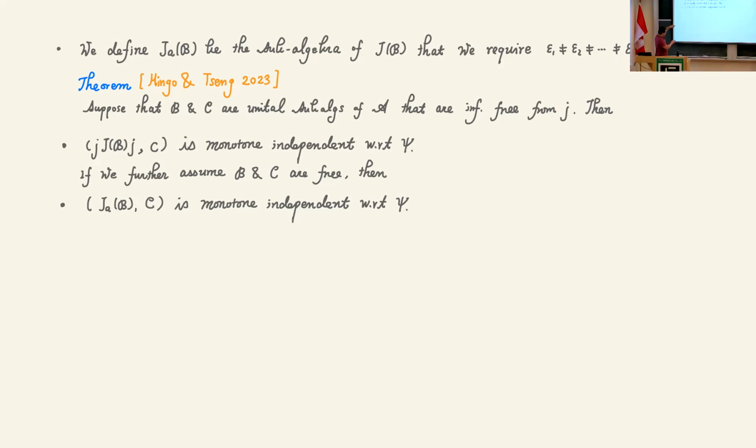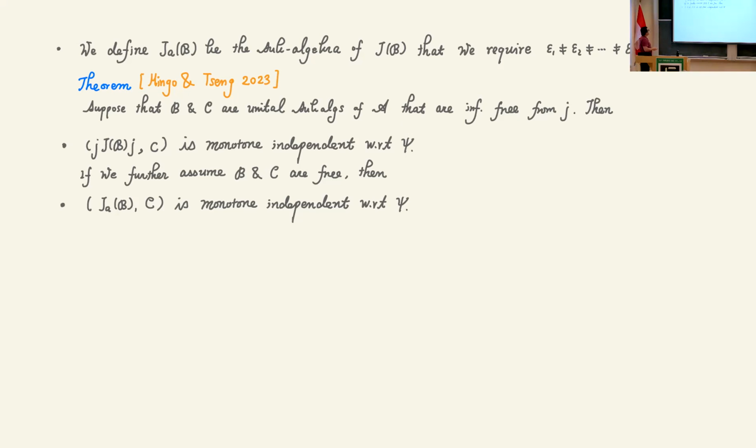The JB, JC, this one and the C, they will be monotone independent with respect to psi. But from the assumption, we only assume B and C are infinitesimal free from J. If you further assume a relation for B and C, that they are free, then we have a further result: JAB and C will be monotone independent. Yeah, that's the abstract way.